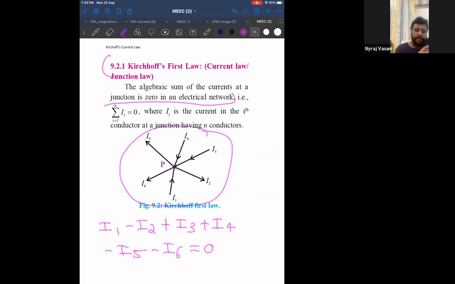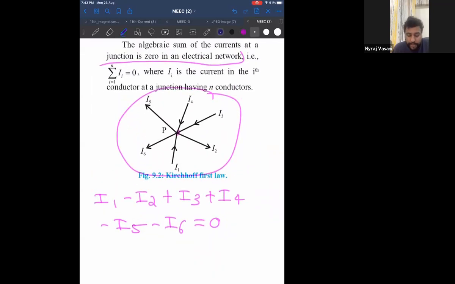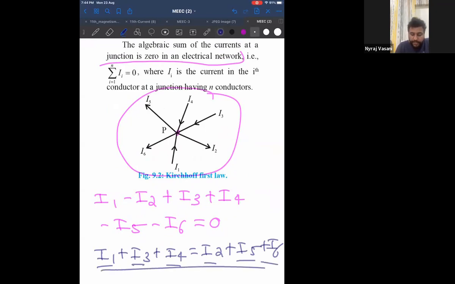Ria, I'm explaining. Just listen. Now, if I put everything negative on the right hand side, tell me what will be my answer? Can I say it will be I1 plus I3 plus I4 equal to I2 plus I5 plus I6, correct? Can I write it like this? So can I indirectly say the total current entering a junction is equal to the total current leaving the junction?